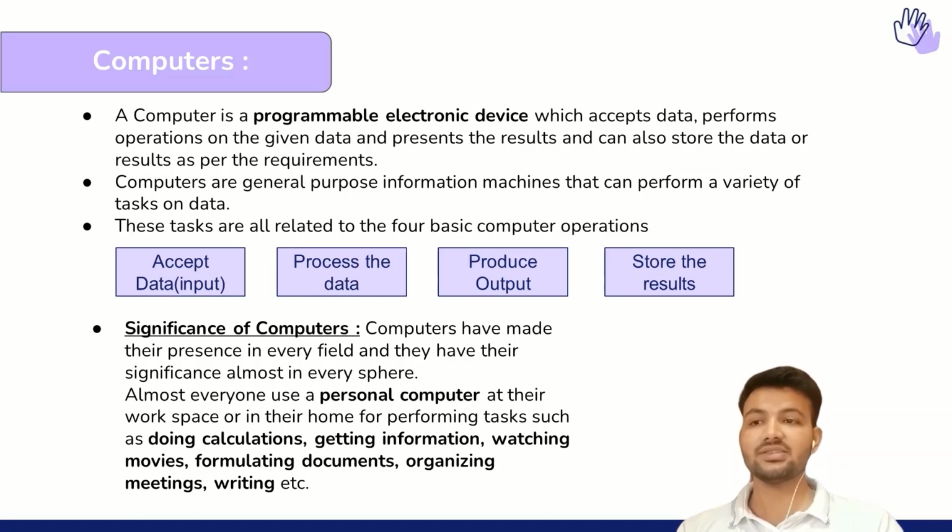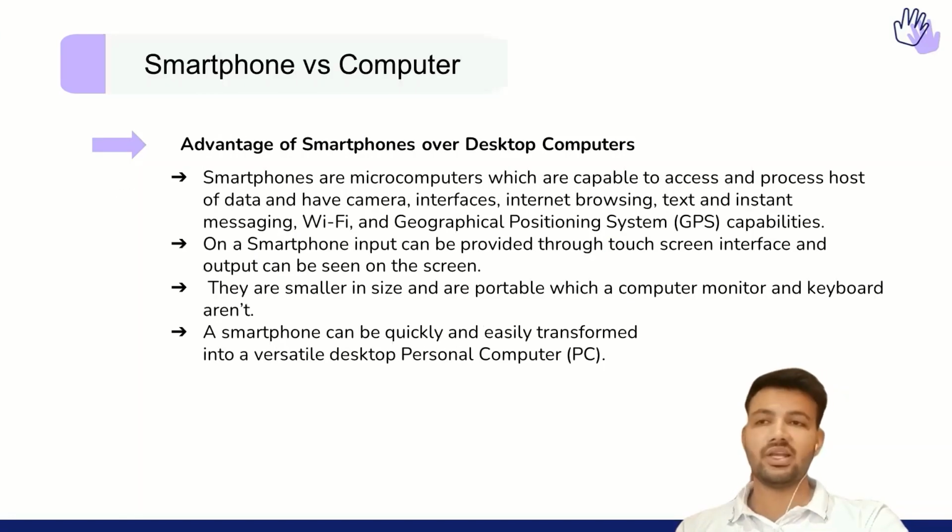meetings, writings, etc. And let's come to the next topic, which is how are we going to differentiate between smartphone and computer. So before that, let's understand what a smartphone actually is. Smartphones are microcomputers which are capable of accessing and processing a host of data, and have cameras, interface, internet browsing, text and instant messages, Wi-Fi and geo-positioning system, GPS capabilities. So basically, that was the definition of smartphones, that they are microcomputers. They are a computer itself.